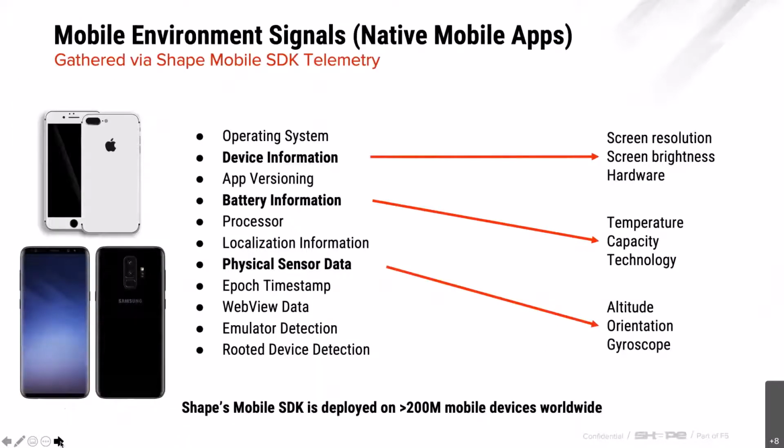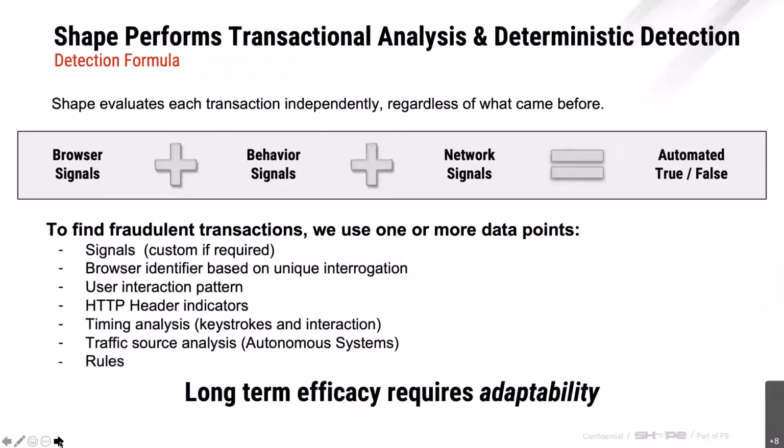So on the mobile side, we can collect some extra information. There's an SDK that gets deployed, integrated into the app. So we can collect similar signals via a web view, but then, of course, being a device, you can access things like battery information, whether it's rooted, whether it's an emulator, and so on and so forth. So there's an extra layer of signals that come as part of the SDK integration as well. So we put all this data together, the browser signals, behavior signals, network signals, device signals, etc. That gets looked at in real time, and we come up with a decision about whether it's automation or not.